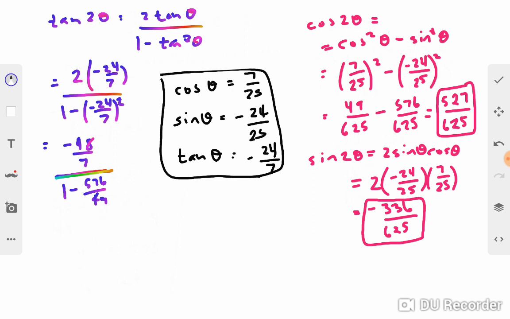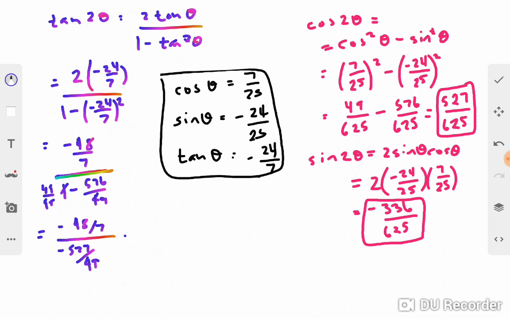So let's simplify the bottom first before we try to do multiplying by the reciprocal. So we're going to have 48 over 7 on top still. And the bottom, I'm going to change this right here to 49 over 49 so that I have a common denominator. So I'm going to have 49 minus 576, and that's going to give me, oh, that's the 527 again. Okay, so negative 527 over 49.